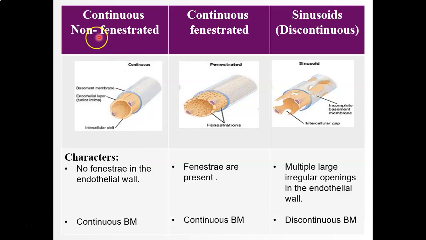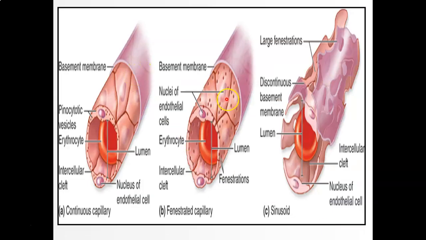What are the characters of continuous non-fenestrated? No fenestrae in the endothelial wall, continuous basement membrane. While in continuous fenestrated, you will find a continuous basement membrane and fenestrae within the wall of the cell. Sinusoids here are discontinuous, with multiple large irregular openings in the endothelial wall and a discontinuous basement membrane. Here is the comparison between the three types of capillaries: continuous capillary here, fenestrated with fenestrae here, and sinusoidal with irregular gaps here.